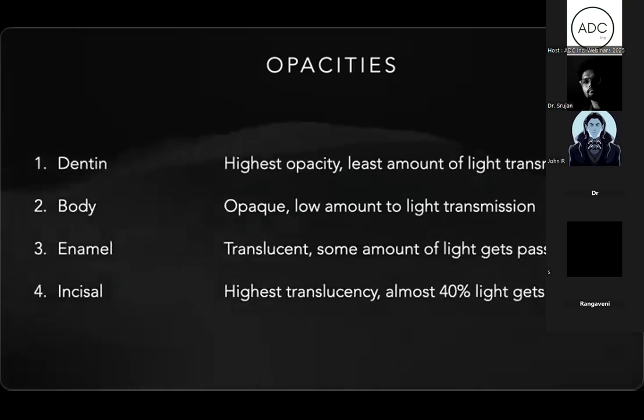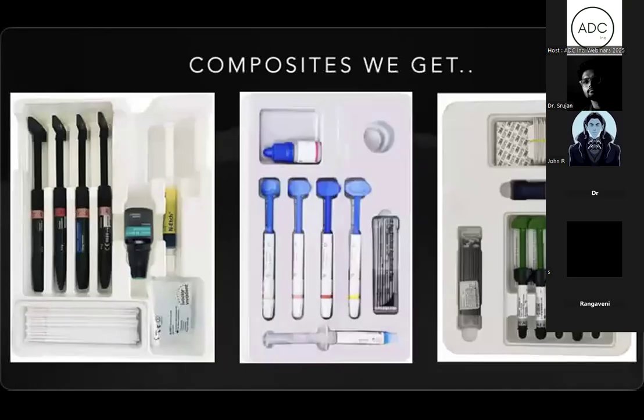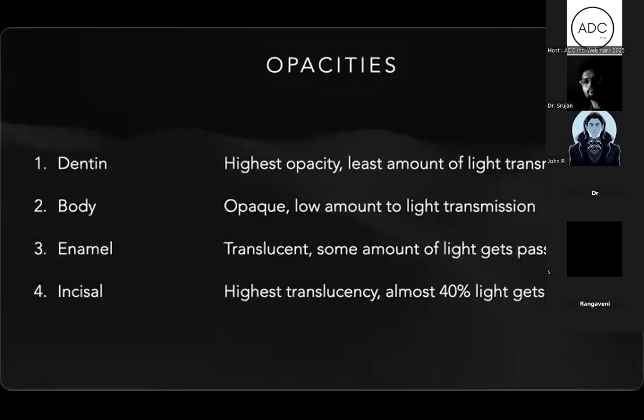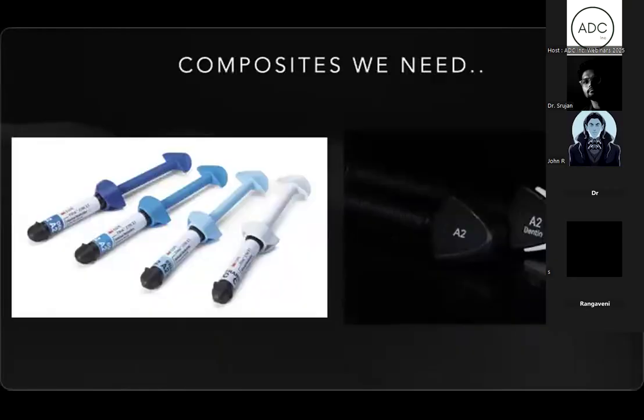So the composites which I showed you right here, the kit on the left is by Ivoclar. In the center, it's by Dentsply, and on the right, it's by 3M. And these are good brands, right? So why are they not doing it? Turns out they are. It's just that we are not buying it.